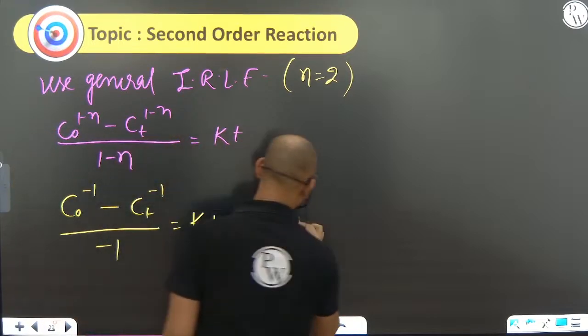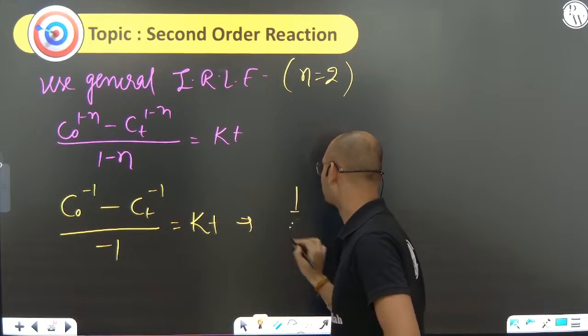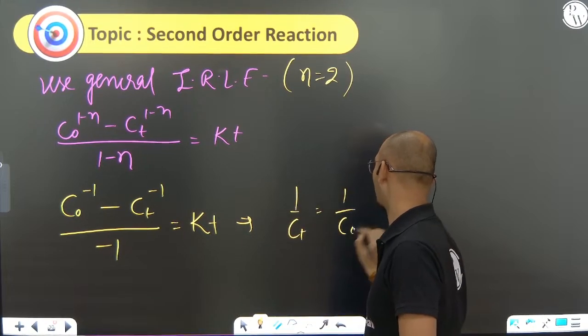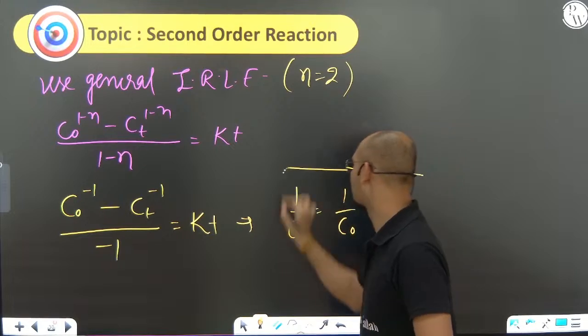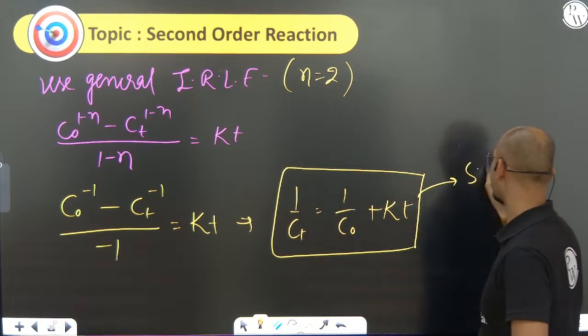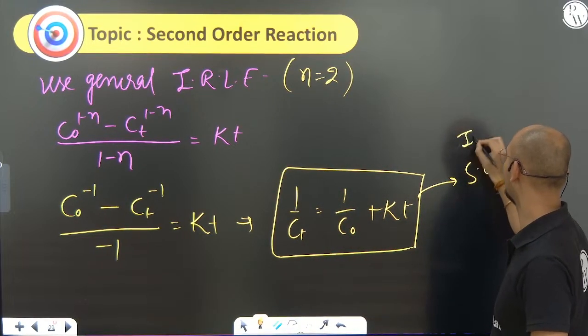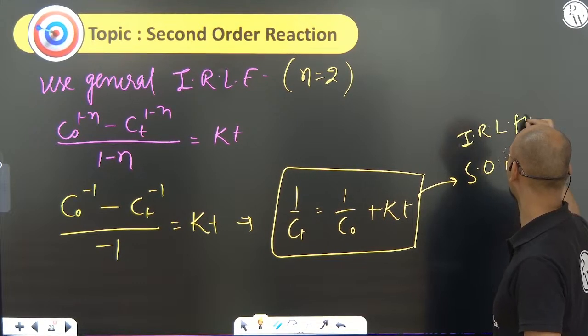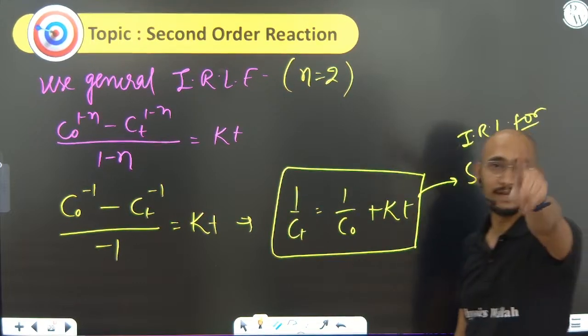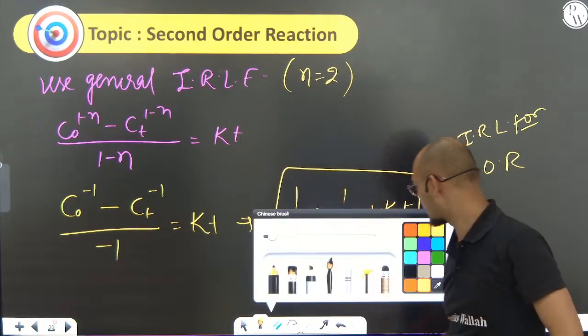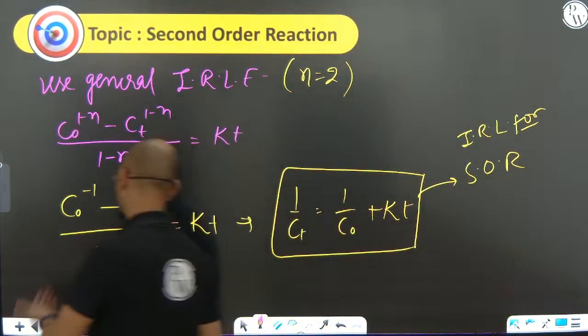What can we say from here? 1 by Ct equals 1 by C naught plus Kt. This comes out for a second order reaction. That is the integrated rate law expression for a second order reaction. Very, very important. Please keep in mind. Next, we'll directly come to the next point: what is the T half for the second order reaction?